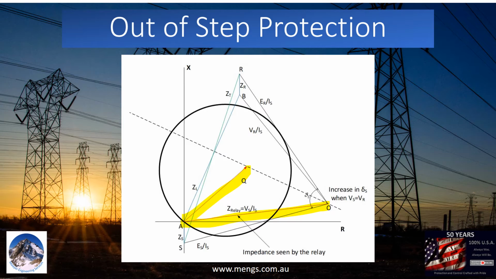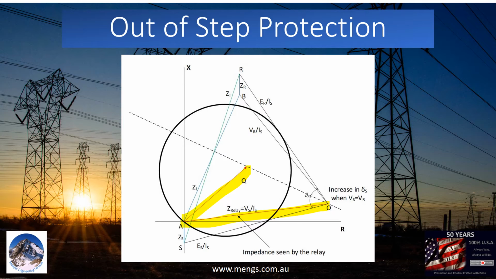If a severe disturbance occurs, then the load angle delta S increases and the impedance measured by the relay will decrease to the value AQ, which can be inside the relay operating characteristic. The locus of the impedance seen by the relay during oscillations is a straight line when ES equals ER, as shown in this picture. If ES is not equal to ER, the locus is a family of circles centered on the SR axis. Any changes in load or machine's condition move this impedance to the left or right.